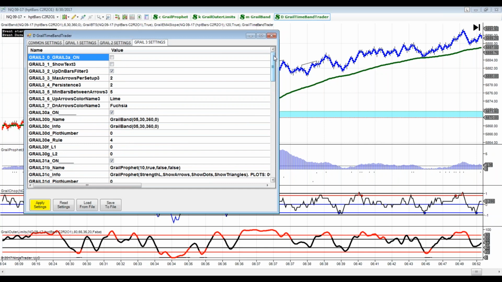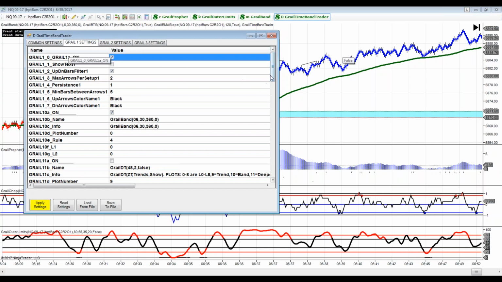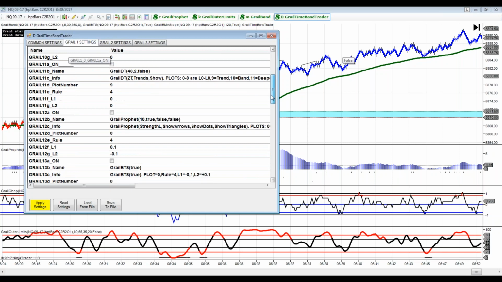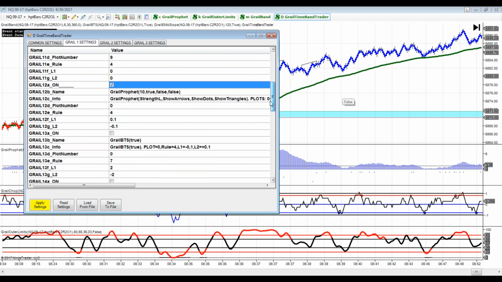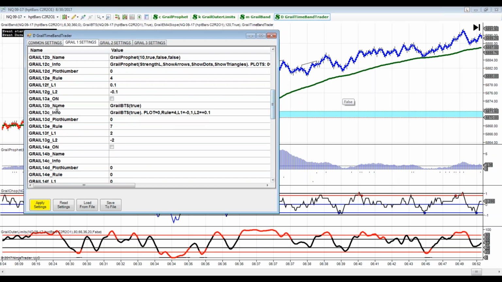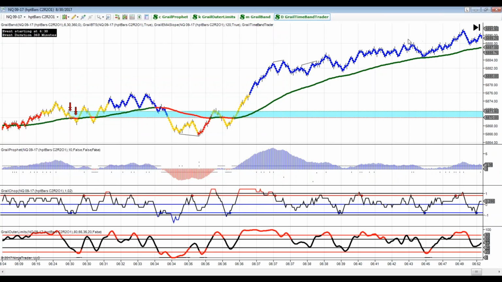Okay, so Grail 3 really is not used at all, in my opinion, in the Grail time band trader. So again, I'm going to turn this off. I'm going to go back to what the preferred setting is here. So it's trading the band, trading the profit, and that's it. And I'm going to go ahead and reload this.